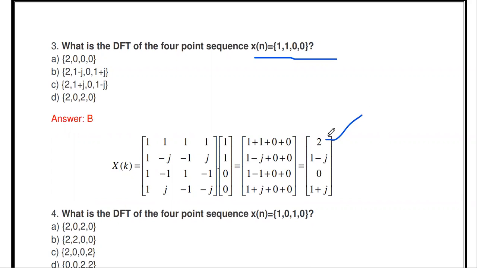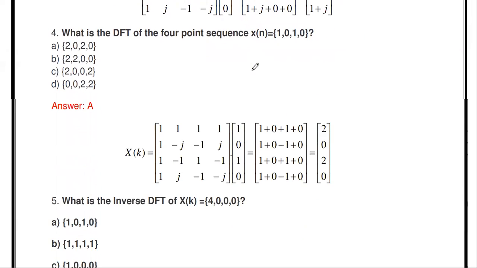Okay, so in order to check whether our answer is correct or not: in a DFT problem, the first X of k value, for k equal to 0, is always the addition of the X of n samples. So 1 plus 1 plus 0 plus 0 is 2. Then the next value is 1 minus j, the third value is 0, the fourth value is 1 plus j. So the answer B is the correct answer. These are all 2 mark questions.